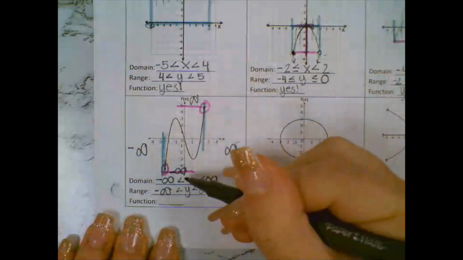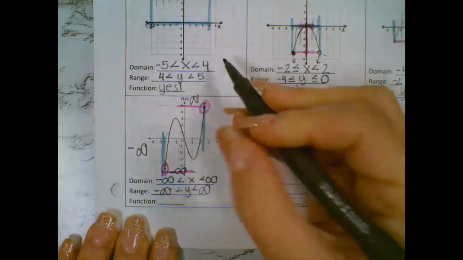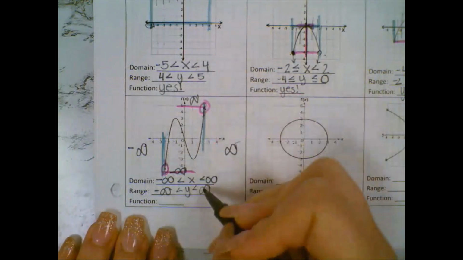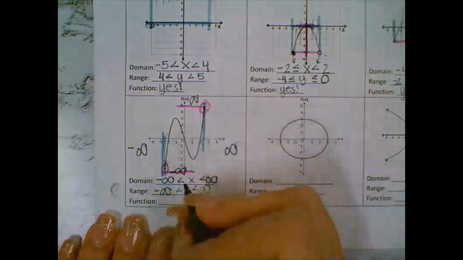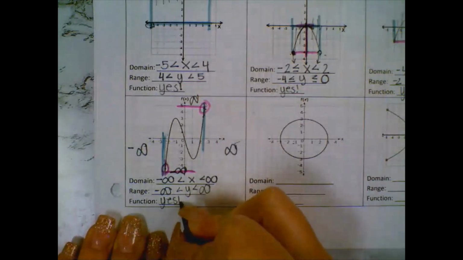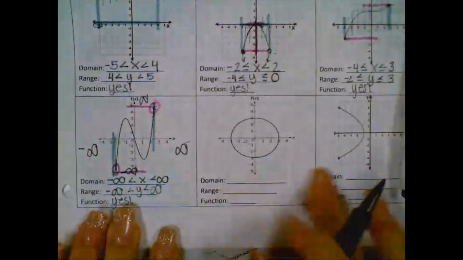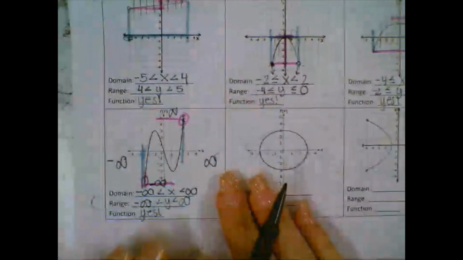Now, what you'll notice is there is no equal to in these because we cannot reach infinity, so it's just a concept, so it's always going to be not included. Is this a function? Yes. So we will save these last two for class. Okay, so that is it.